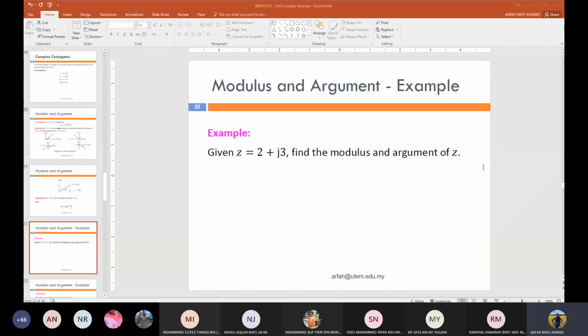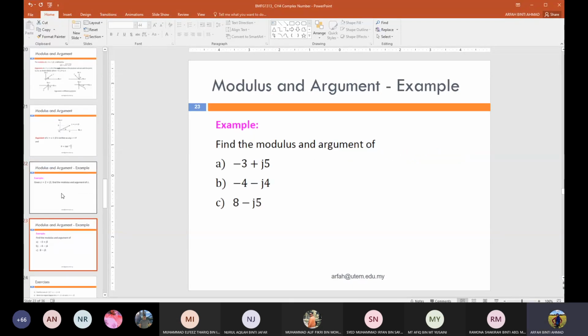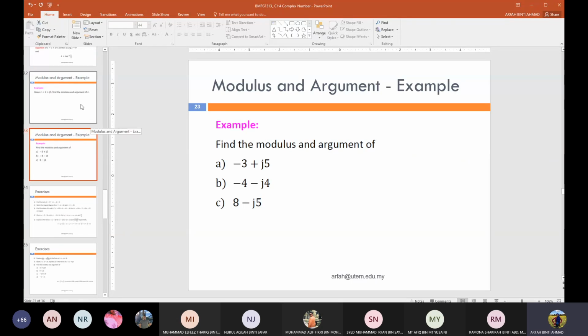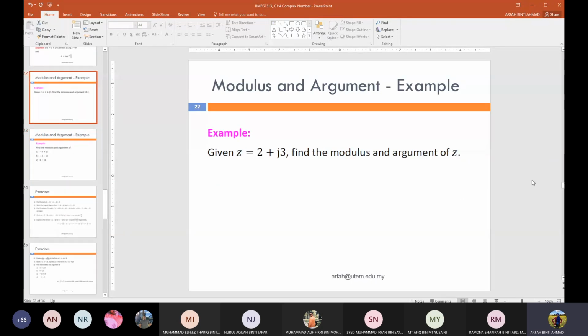Mantap. Modulus 3.606. Argument berapa argument? Modulus is root 13. 56 kena tukar ke radian. Okay. You have to change that one into radian. So saya tunjukkan.